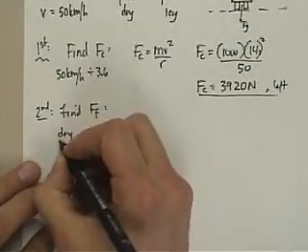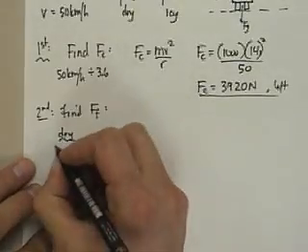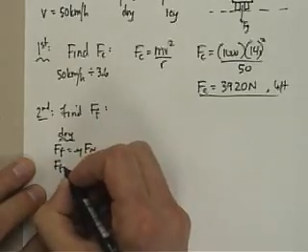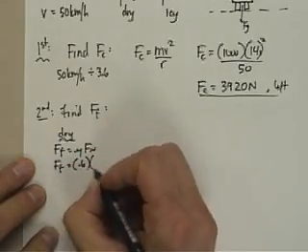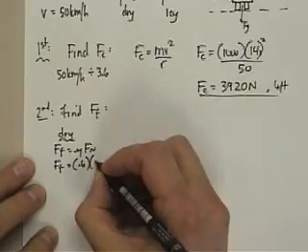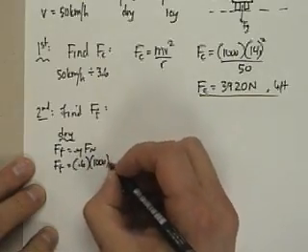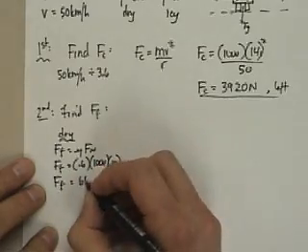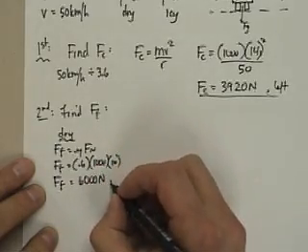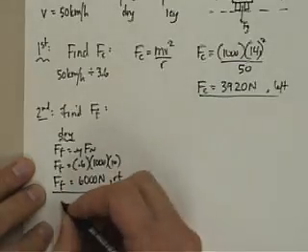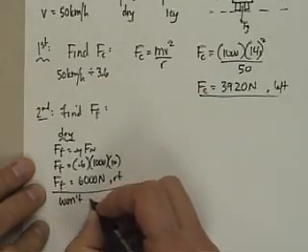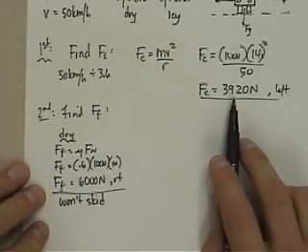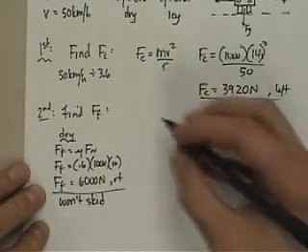So let's do dry first. So dry, FF equals mu Fn. So my force of friction on dry is going to be 0.6 times my force due to gravity, which is going to be 1,000 times 10. So that force of friction ends up being 6,000 newtons, and that's right. So this won't skid. Friction can hold, 6,000 can hold back 3,920, no problems.